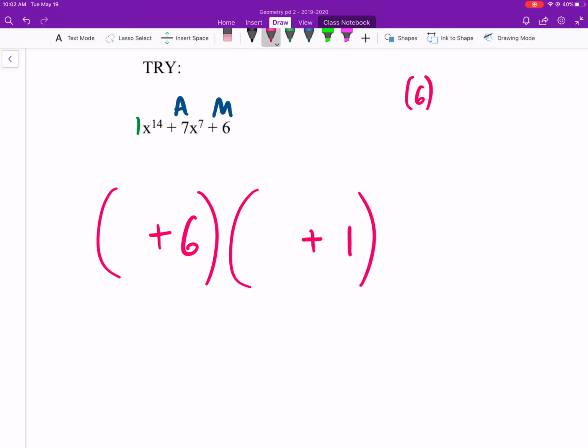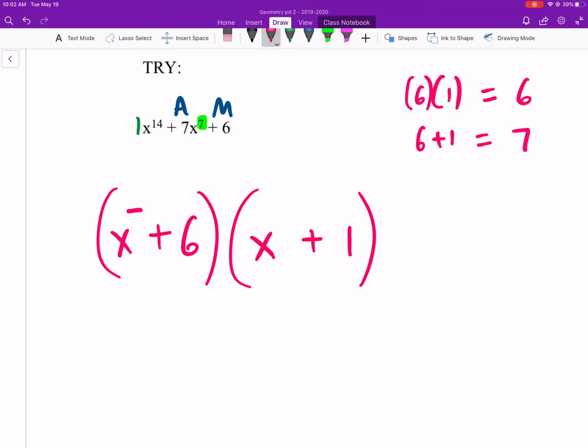Because if we were to do 6 times 1, that gives us 6. And if we were to do 6 plus 1, that gives us 7. So standard AM, guys, nothing different at this point. What multiplies to 6 and what adds to 7. Now the question is, what do we put in front of this 6, in front of the 1? It's going to be x to something. What should that something be? It's going to be the exact same value as that second exponent.